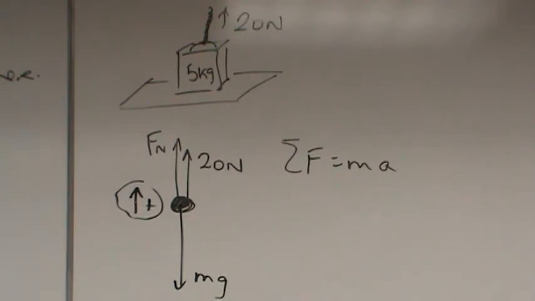On the left side, you've got 20 and F sub n, but you also have minus mg, so don't forget that. Yeah, put minus mg. So you're going to add it to the other side and subtract the other. Right, good job.